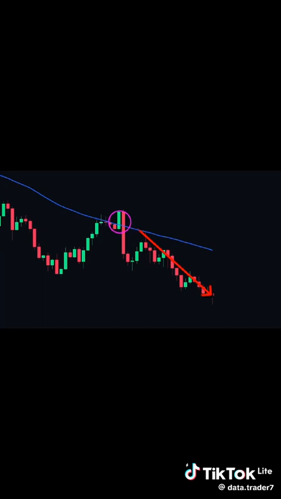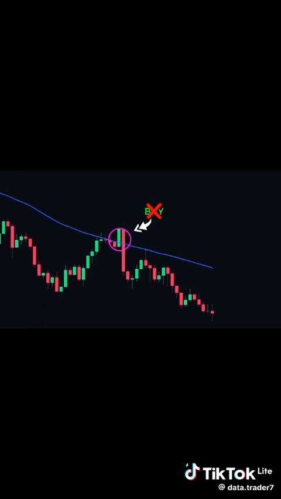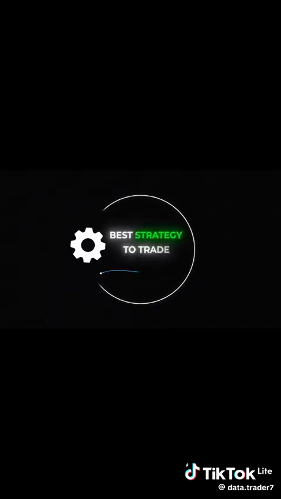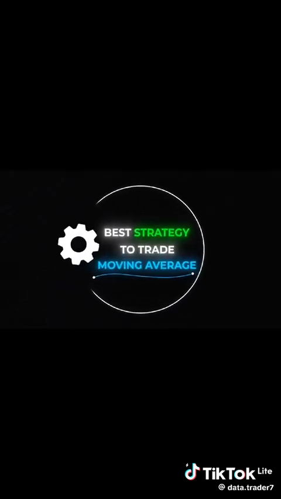So, while a breakout could show early signs of a trend reversal, it's not a good idea to use it as an entry trigger. There are better ways to trade it. And so, let's get into the best strategy for trading the moving average indicator.